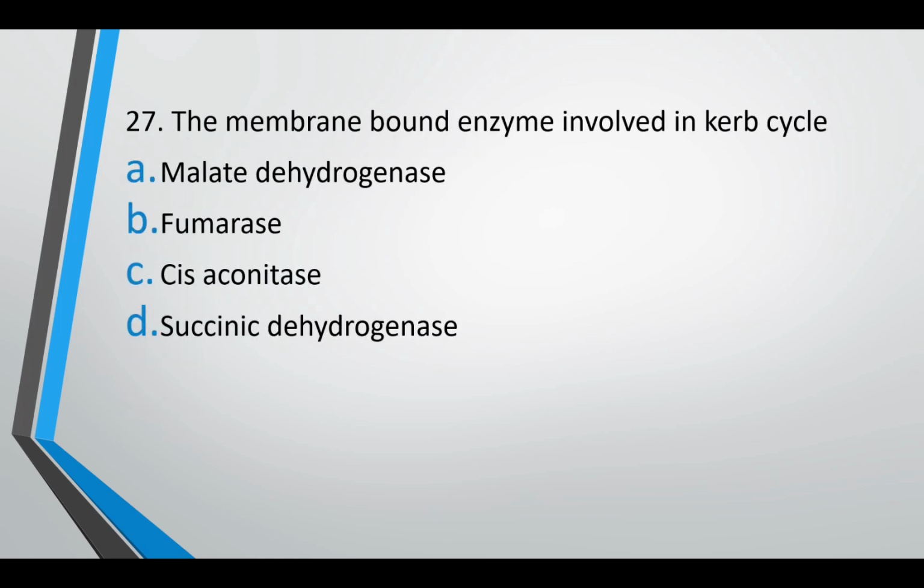The membrane bound enzyme involved in Krebs cycle: malate dehydrogenase, fumarase, cis aconitase or succinic dehydrogenase. Which of the 4 enzymes given in the options is membrane bound? Correct answer is option D, succinic dehydrogenase.